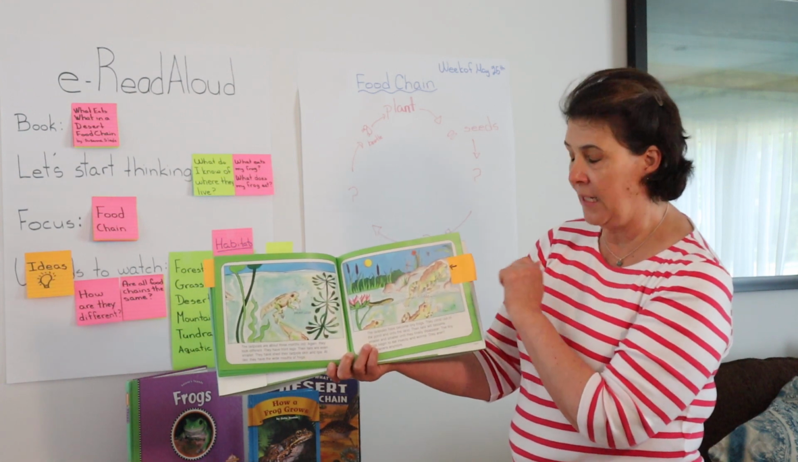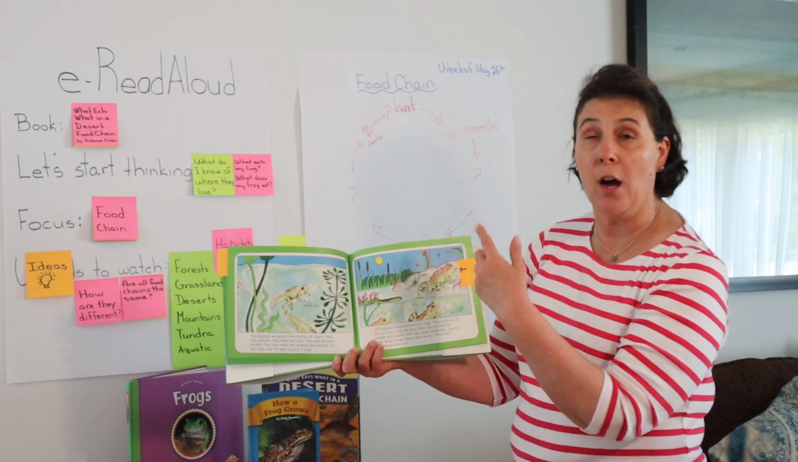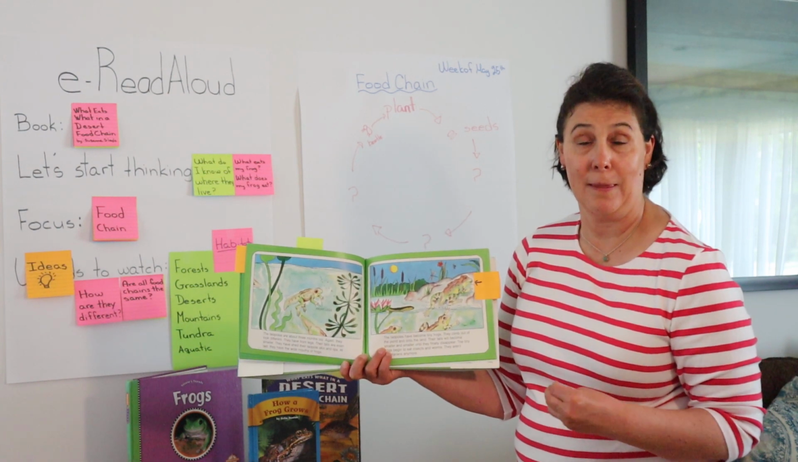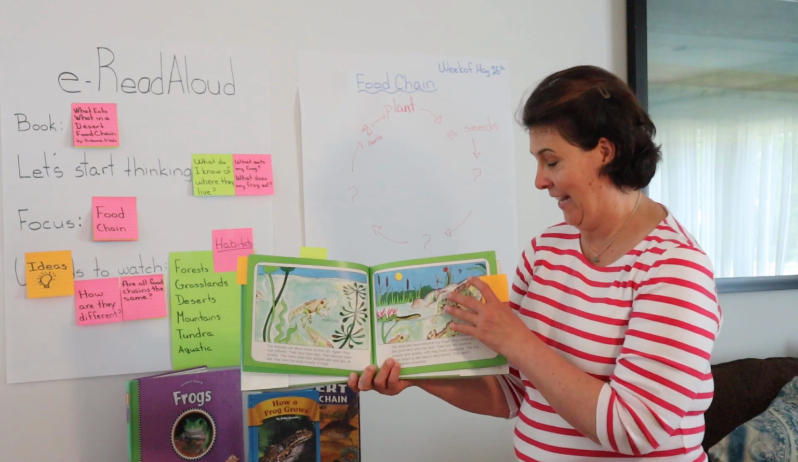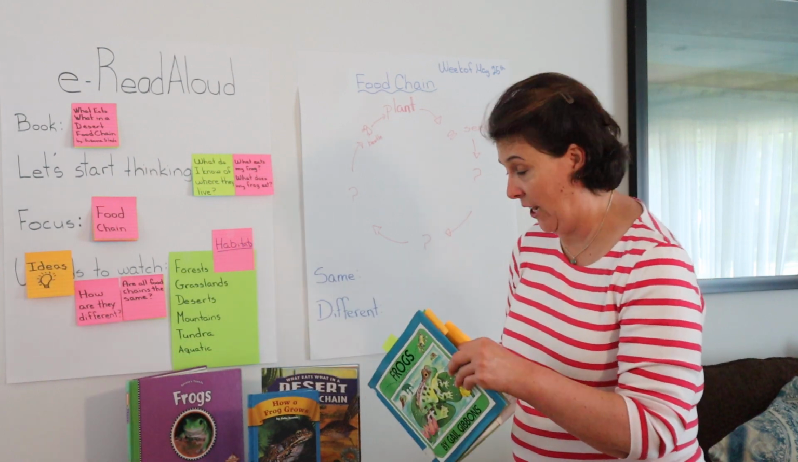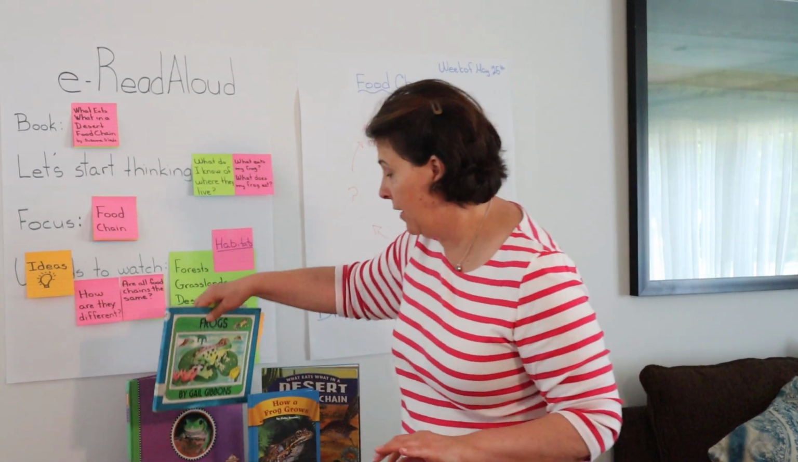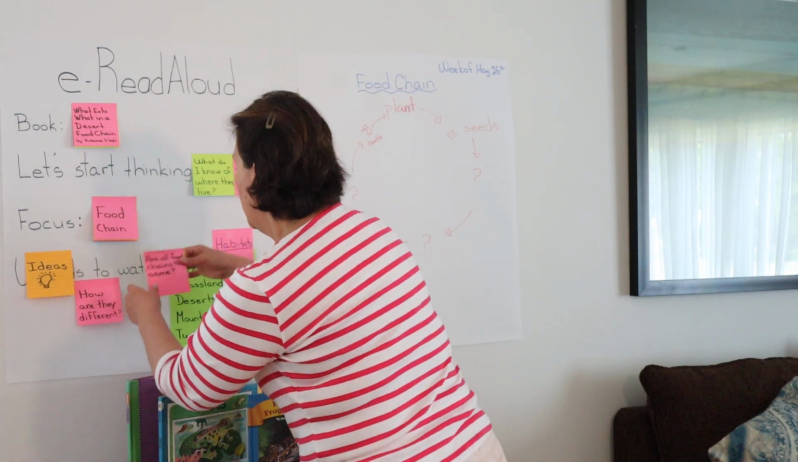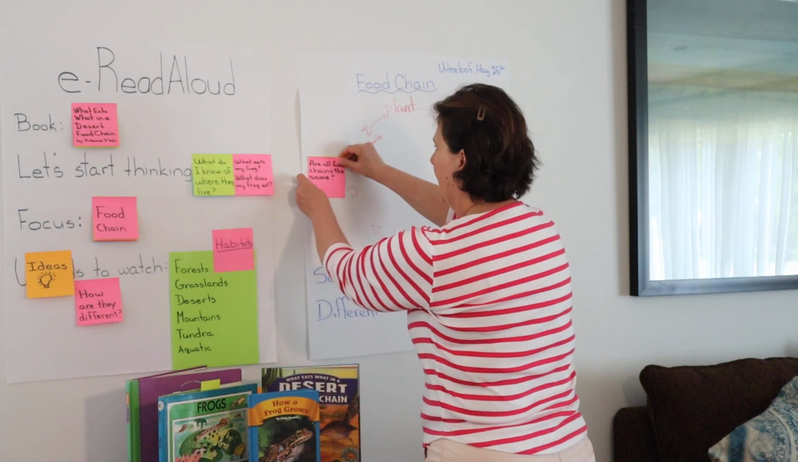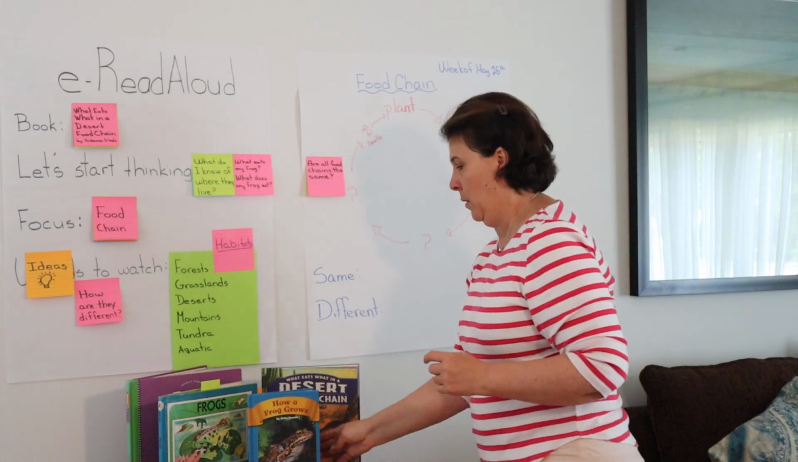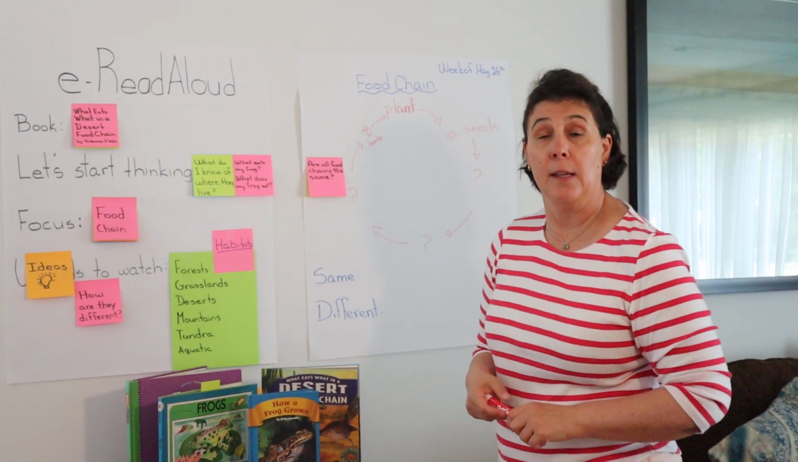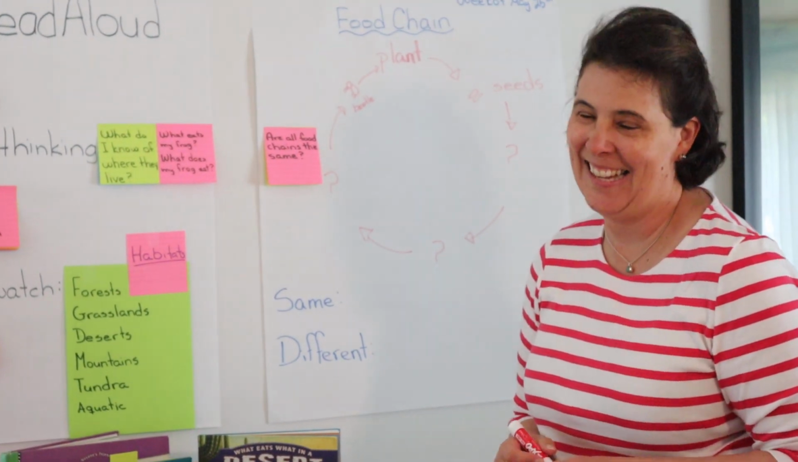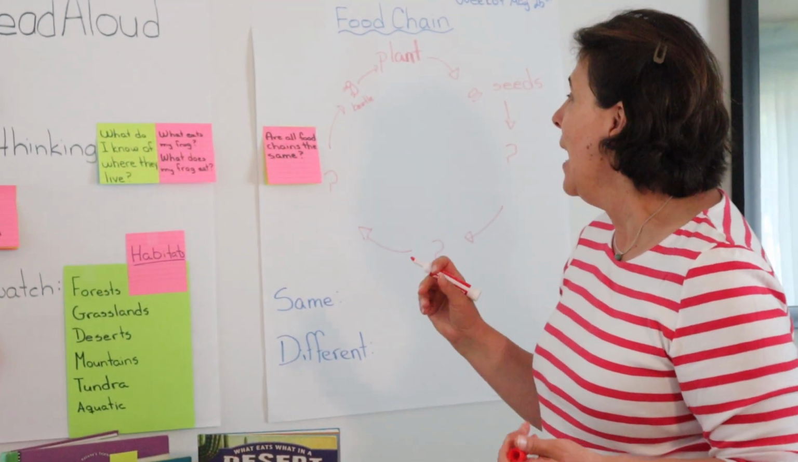The frog eats the insect. Who eats the frog? The snake. You've got it. So there's different food chains. I want you to create one for yourself, but now let's go back to our original question. Are all food chains the same? So your answer is no. Got it. You did a good job.